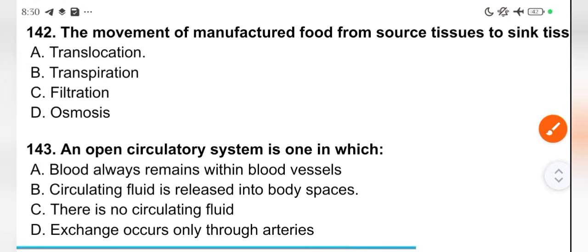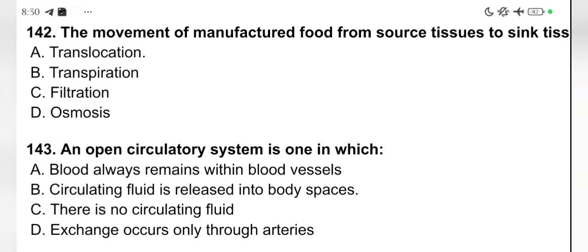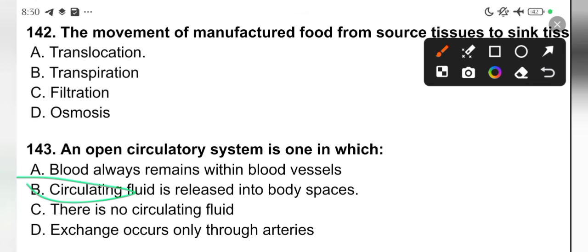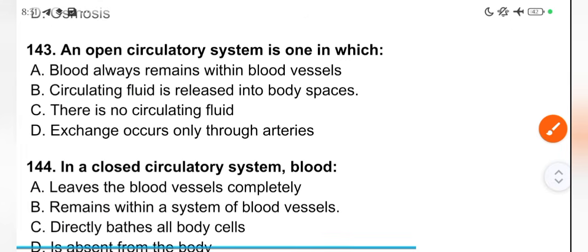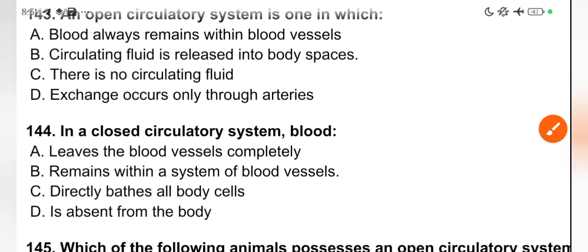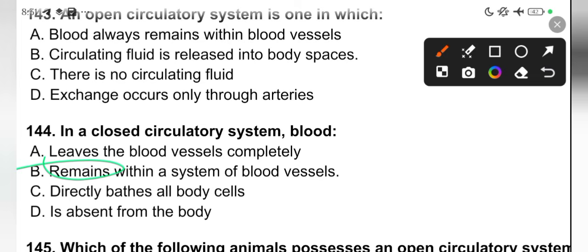An open circulatory system is one in which circulating fluid is not enclosed in blood vessels. It means that there's nothing like blood vessels. We have blood vessels, we have artery, we have vein, we have capillaries, blood inside. Okay, but in an open circulatory system, it's just there. The blood just flows. All right, moving on. In a closed circulatory system, blood remains within the system of blood vessels. You can see that's just the difference.